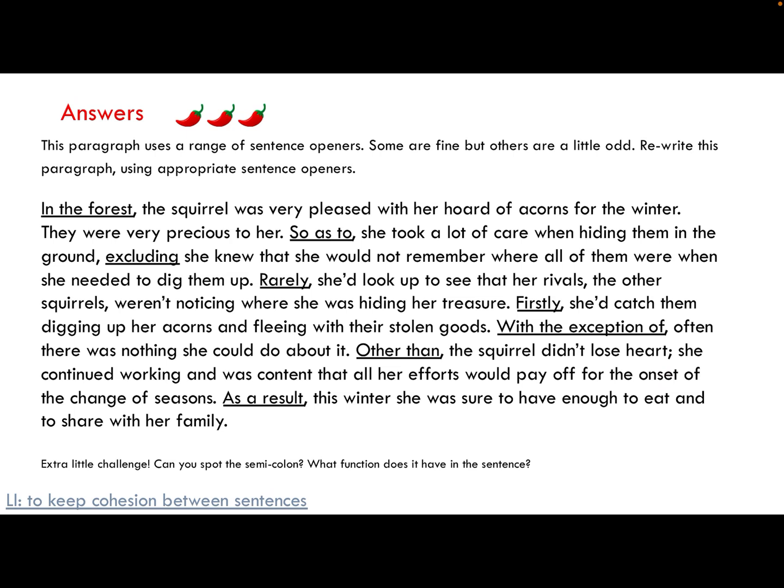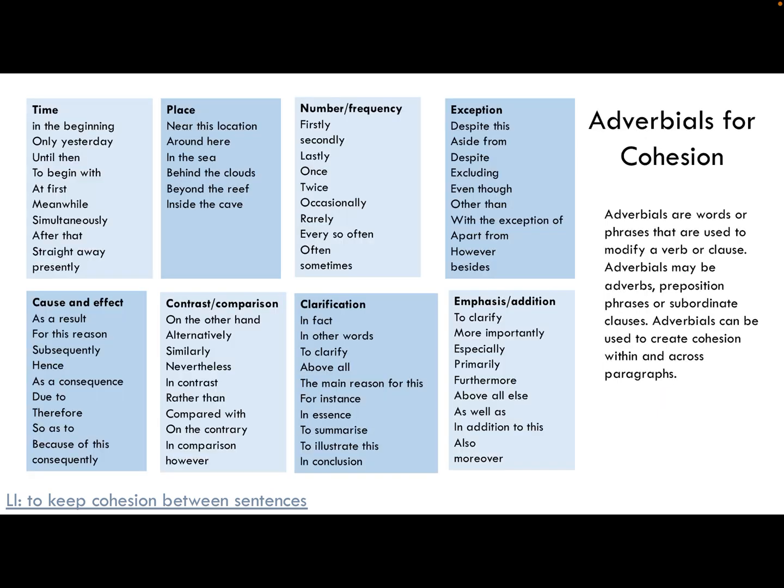So we've got a semicolon here. So we've got, other than the squirrel, the squirrel didn't lose heart. She continued working and was content. So we're adding a little bit of extra information on there, but it's related to the fact that the squirrel lost heart. Well done. Hopefully we can use some of these techniques in our writing. Here is a last slide here.